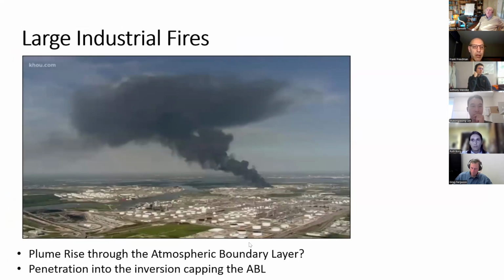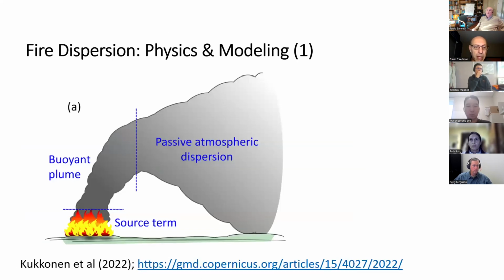Okay, and the other consideration with large industrial fires I pointed out is the plume rise through the atmospheric boundary layer and the penetration into the capping inversion. If the plume rises into the boundary layer, the ground level impact is heavily reduced. And whether it rises to that level or not is a question that one may ask and want to model.